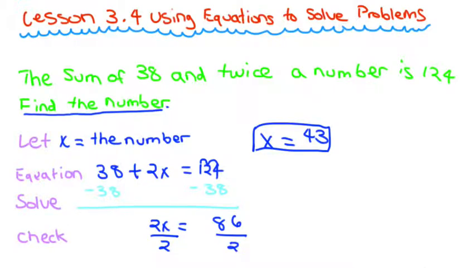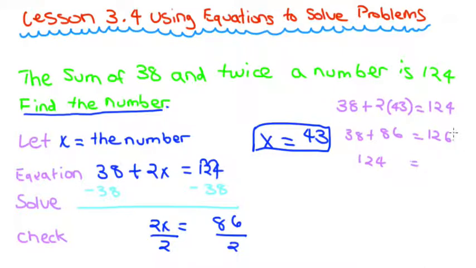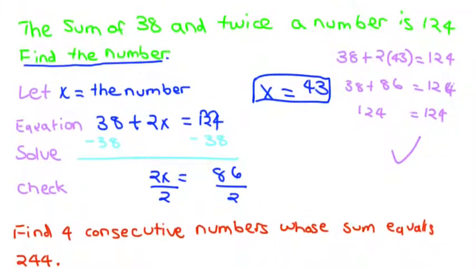Now the next step is to check. So how can we check this problem? Well, we just plug it back into the equation. So we'll do 38 plus 2 times 43 is equal to 124. 38 plus 86 is equal to 124, and that is 124 indeed. Oops, 124, not 126. 124, so it does check. Yay. Let's move on to a slightly harder problem.